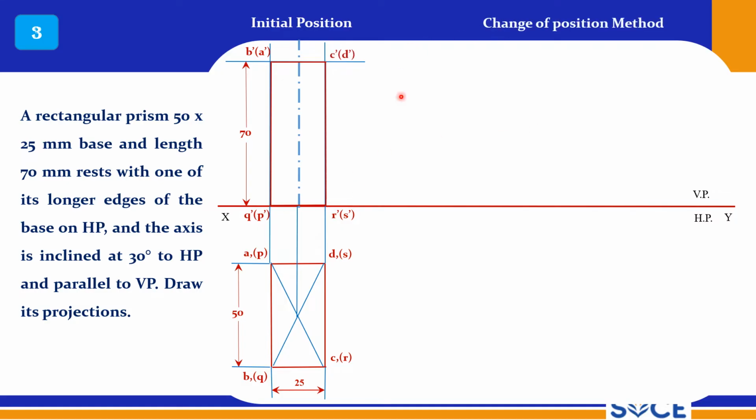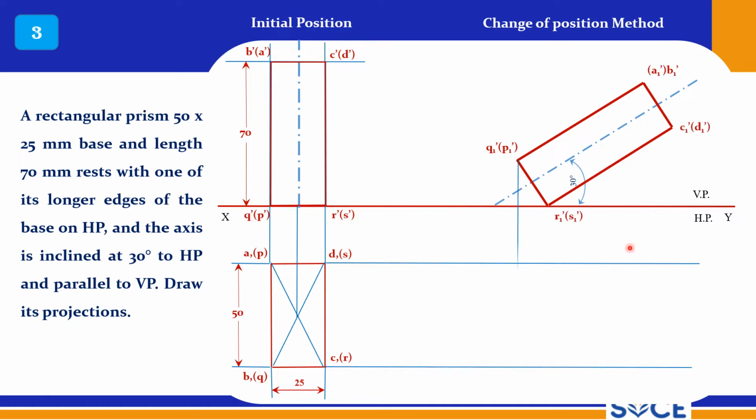So in the next step you have to tilt the axis 30 degrees to HP and parallel to VP. So 30 degrees to HP, and reproduce this view here with respect to this 30-degree line. So use that trigonometry concept that I taught you earlier, that will be simple. So this is the simple front view. I am putting suffix here, the same notations with suffix 1.